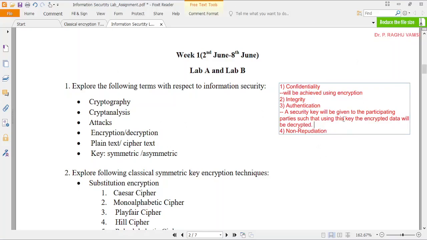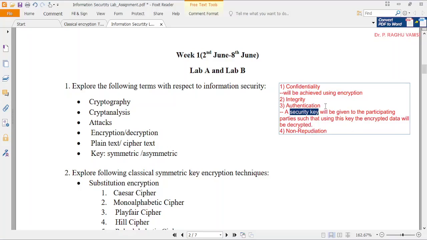So, in order to decrypt this data, they need to have a key. A security key must be there. With that security key only, that particular encrypted data can be decrypted. That means a person is authenticated when he holds a valid security key. So the receiver is authenticated.